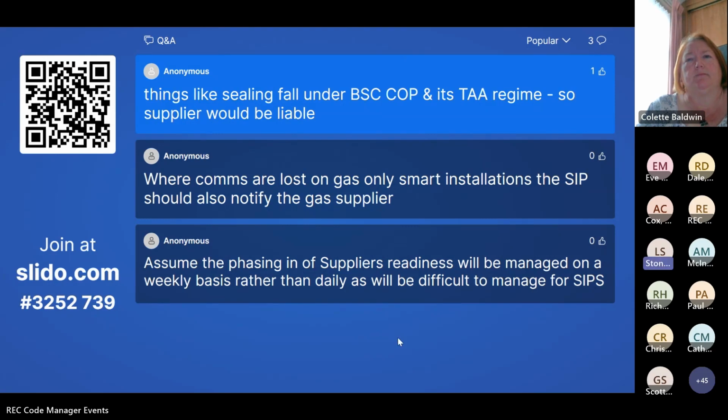I think that's more around technical assurance audit findings, Colette. Yeah. So the work's done, someone goes away, TAA happens 6 months later, site's not sealed. That would be a supplier non-compliance, I think, is what that's trying to get at.